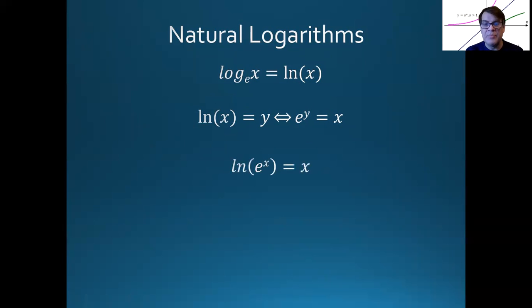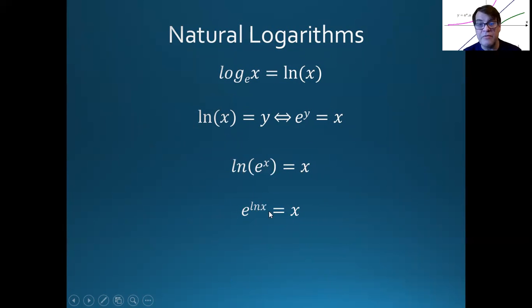Okay. Now, remember the log base a of a to the x cancels out, and so the natural log, which is the log base e of e to the x, is going to cancel out, and we're going to get just the x. Here's the other cancellation equation. If we raise e to the natural log of x, we get x.